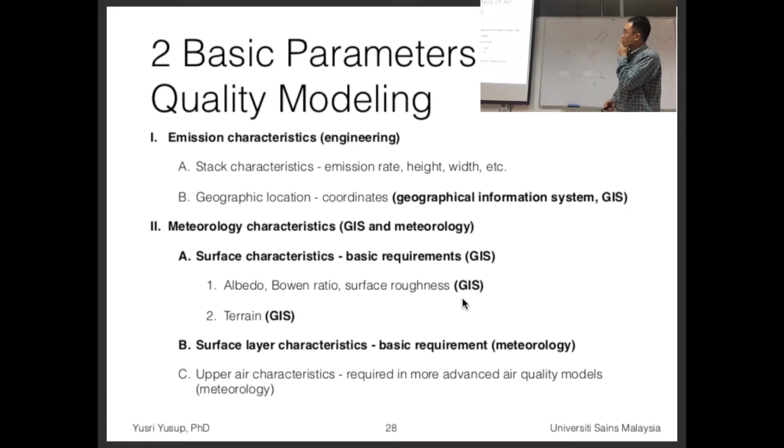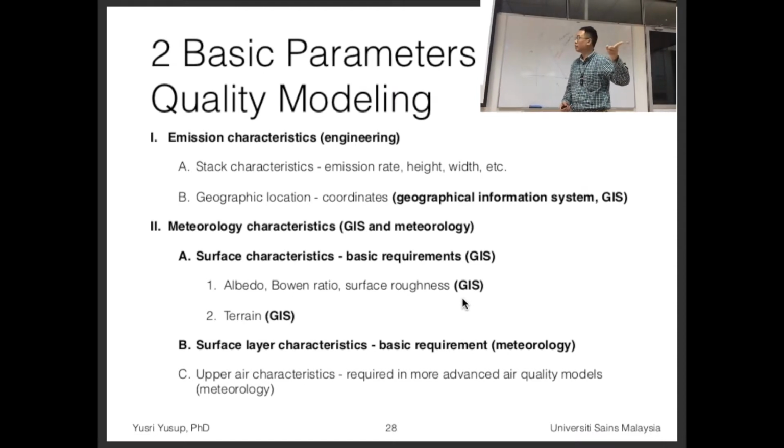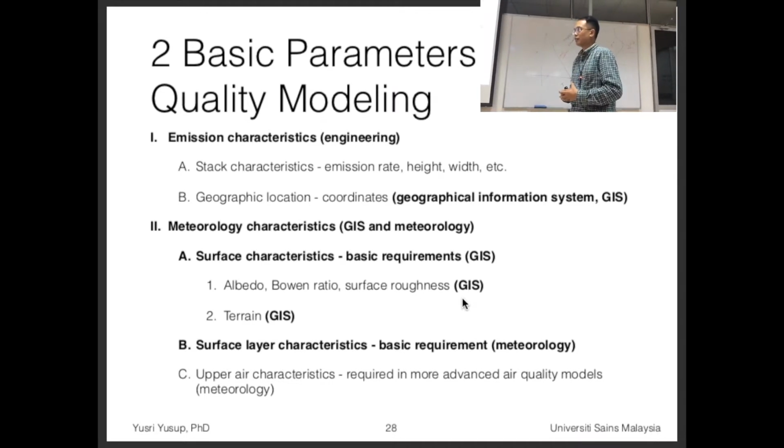Let's look at the other basic parameters of air quality modeling. Like I mentioned before, there's three aspects of it: engineering, meteorology, and GIS, or the surface characteristics. Now, the engineering aspect involves the emission characteristics of the stack. You need to know how to quantify the emission in grams per second, or mass per unit time.